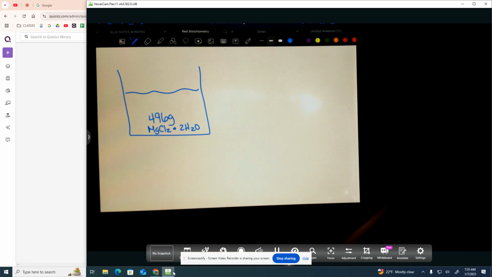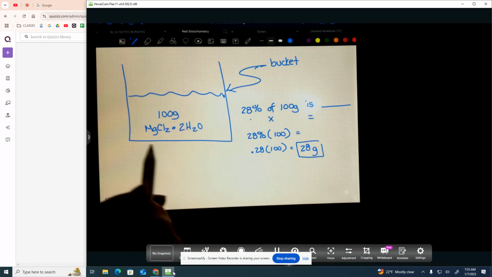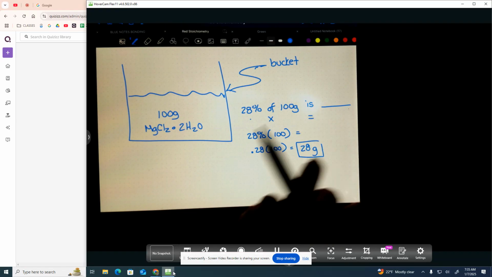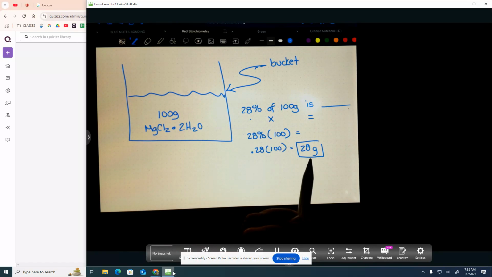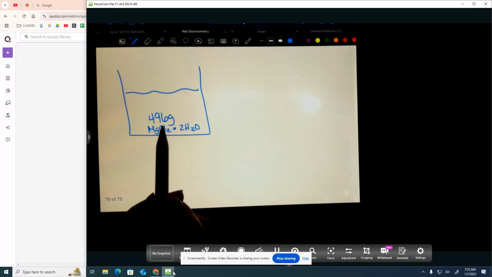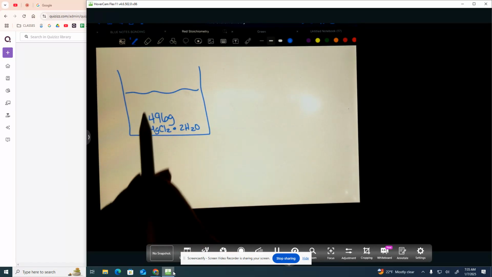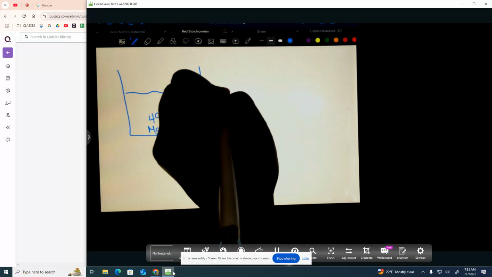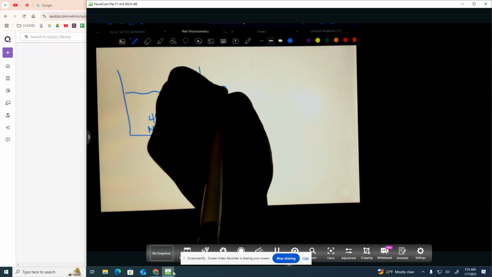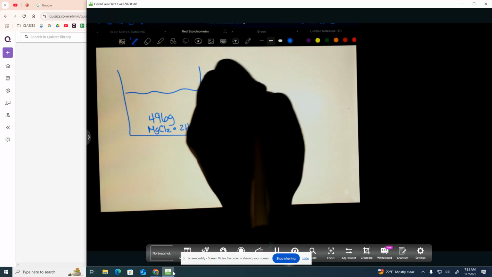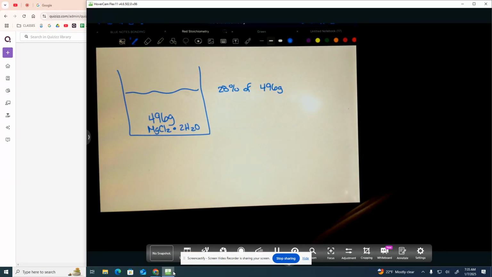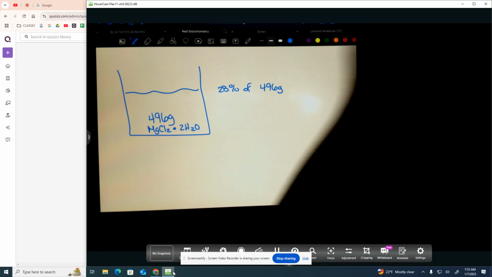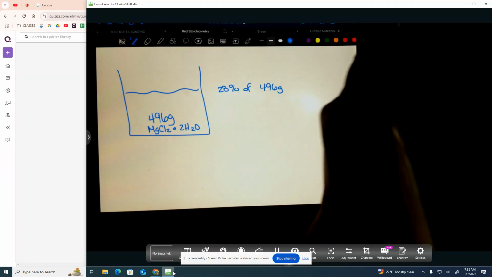What percent of this whole thing was water? 28%. So 28% of 100 grams gave us this. What about if I wanted 28% of the 496 grams? How much of it would be water? I have no idea because I just made those numbers up.